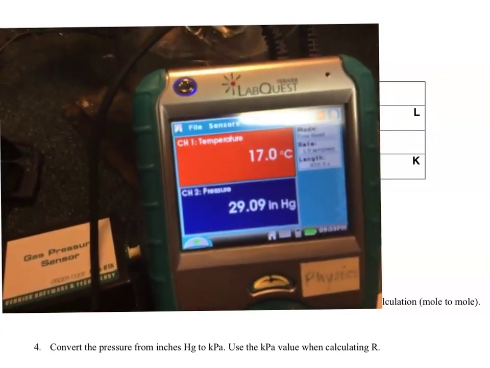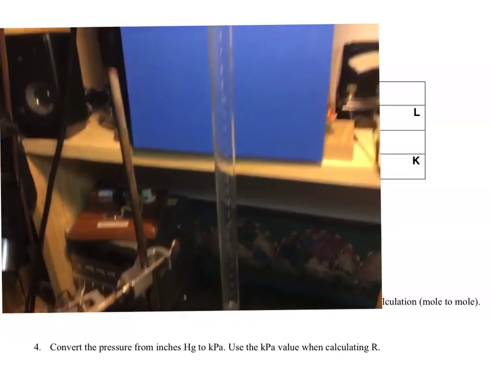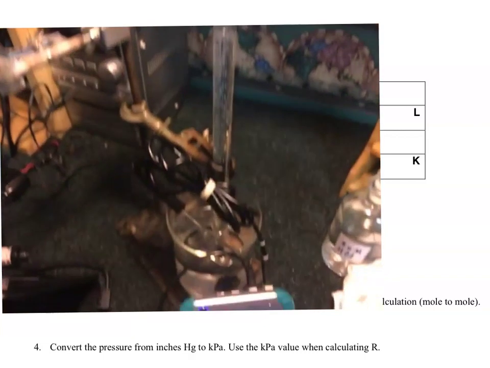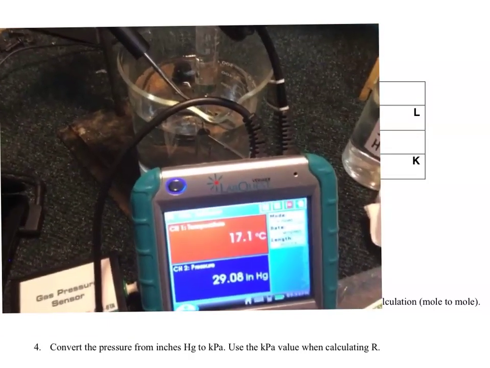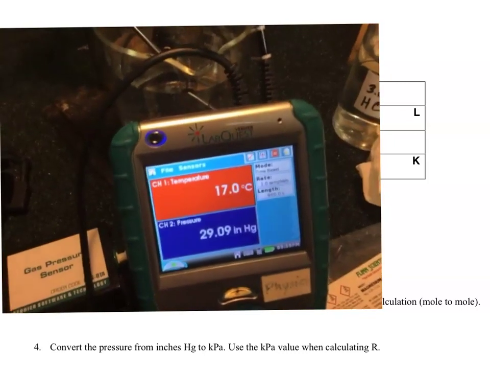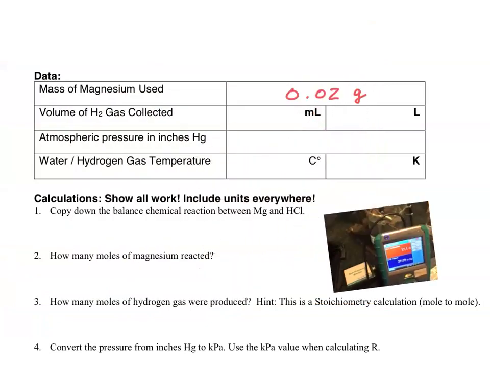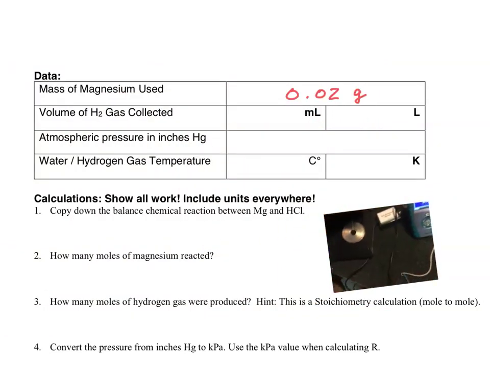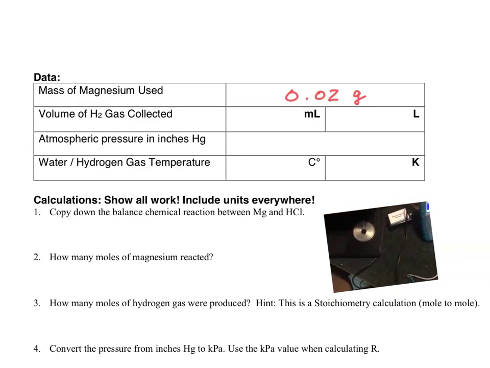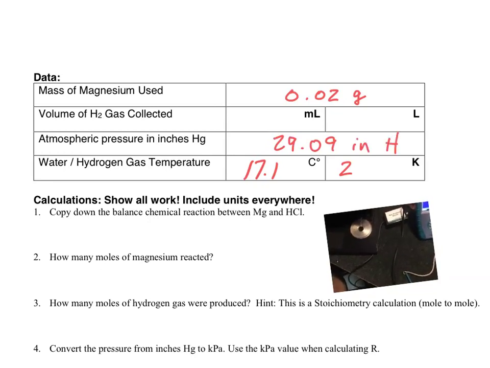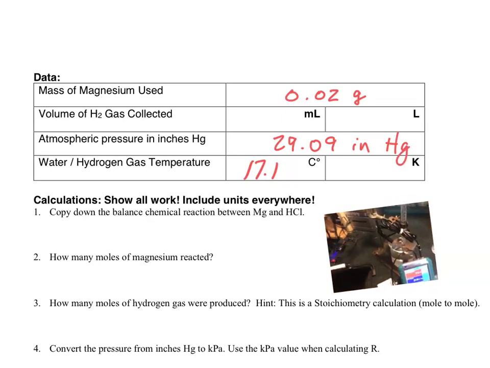We're going to assume that the gas in the eudiometer, which is now done reacting, will be the same temperature as the water that is in this. So we have 17.1 and 29.09. So 17.1 and 29.09 inches mercury. I'll leave for you to convert that into Kelvin.